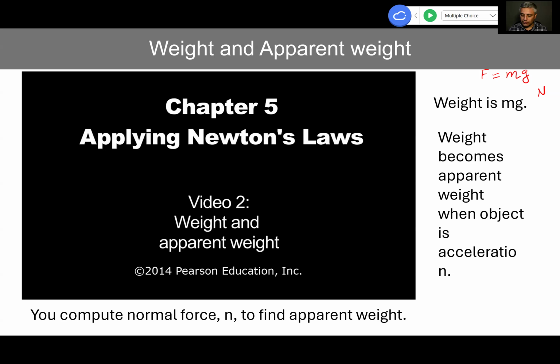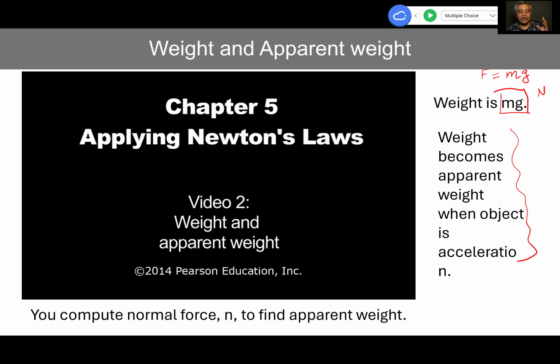Weight is always, we write mg, okay? So now, what's the new weight? When an object is accelerating, we call that apparent weight, and that comes from the normal force in the equation. How is that? So when you stand on a scale, what happens? Your weight is pulling it down, and then since you are supported by a scale, there is normal force, and the scale measures the normal force, okay? And that is your apparent weight.